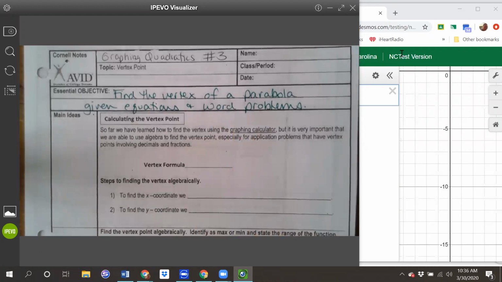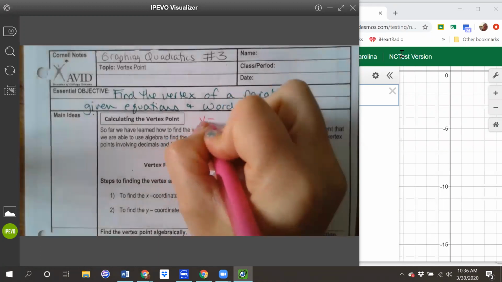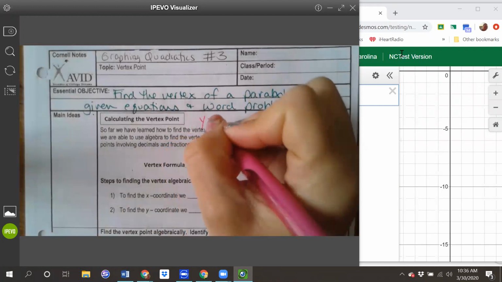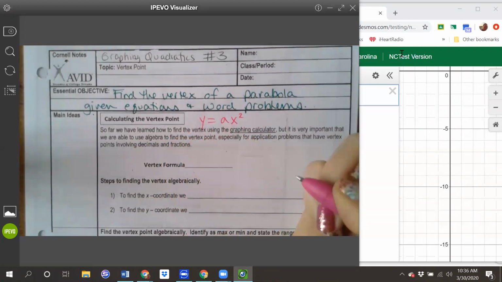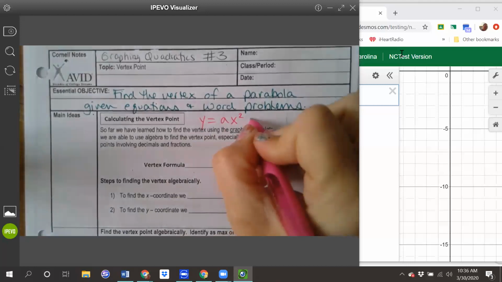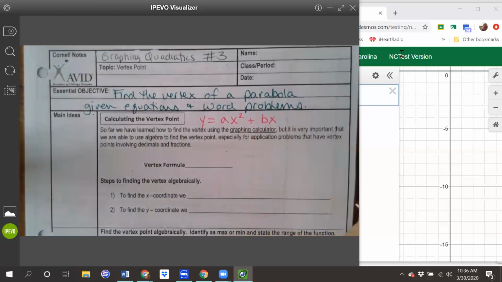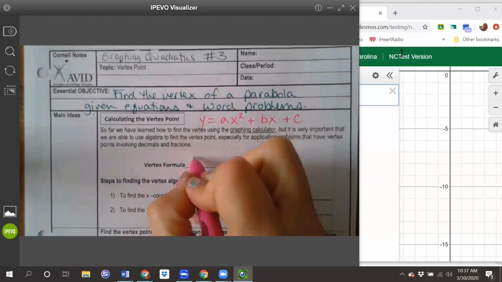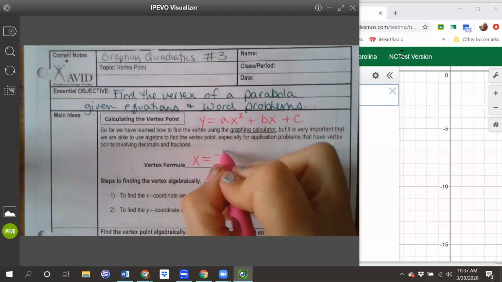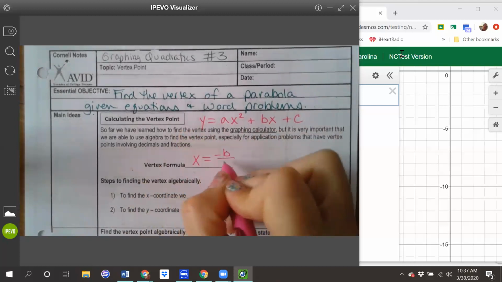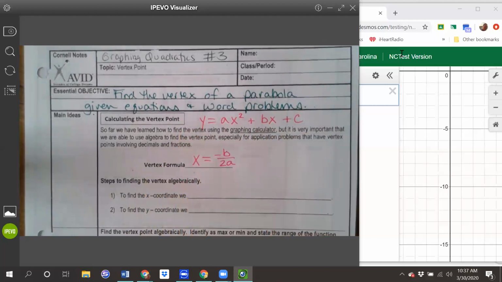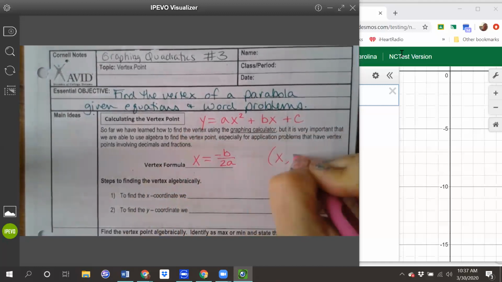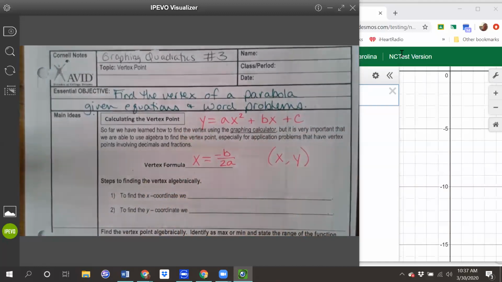So we have already seen the standard form of a quadratic equation: y equals a times x squared, the quadratic, plus b times x, the linear guy, plus the constant. And we already know that the vertex formula is x equals negative b, or opposite of b, over 2 times a. And we know that the vertex is going to be x comma y. That is the location of the vertex.